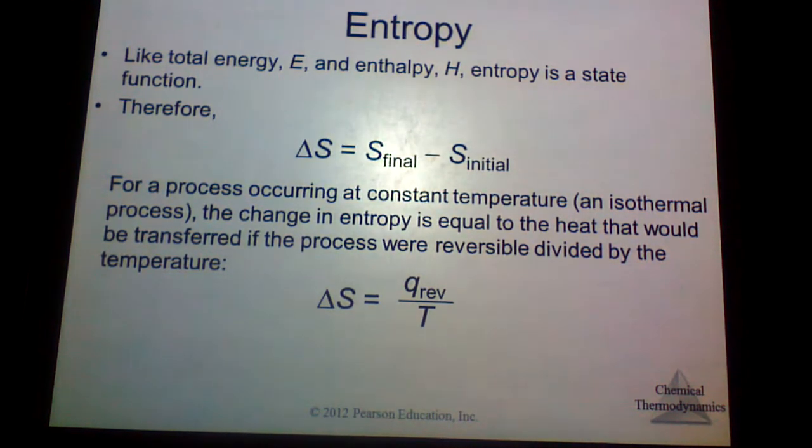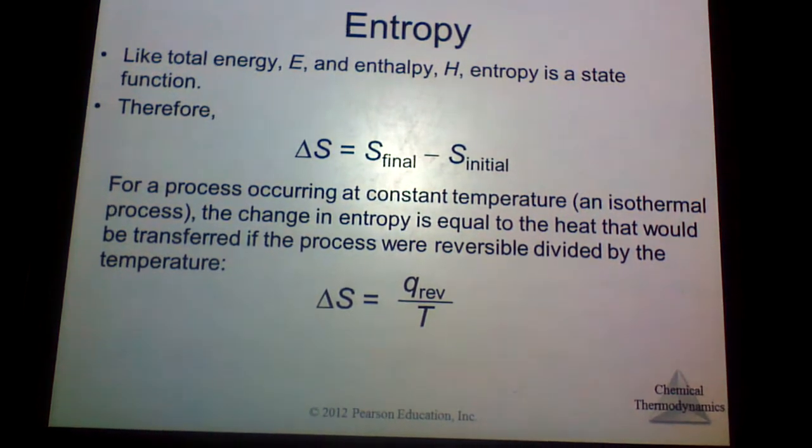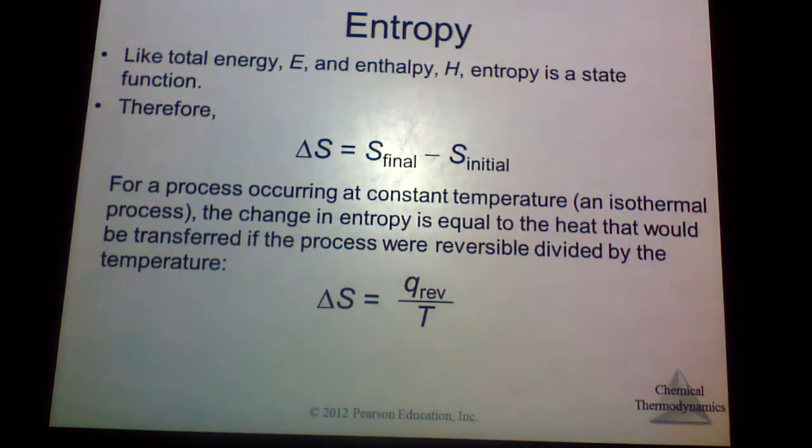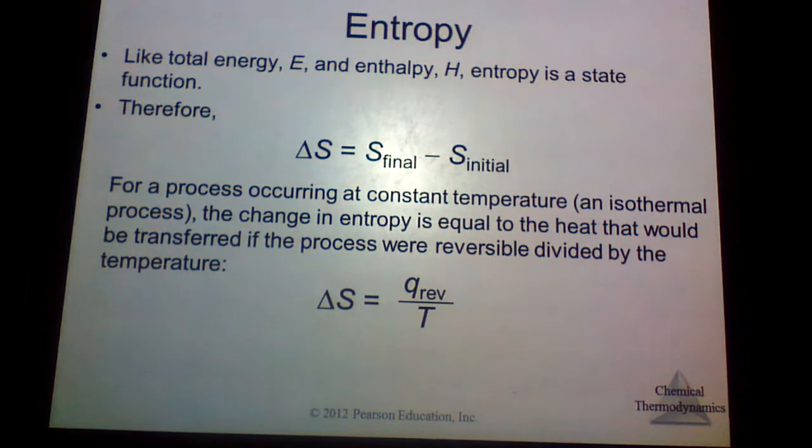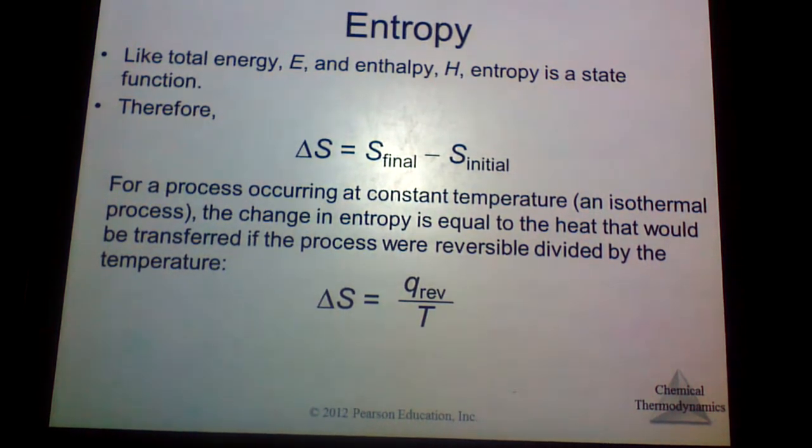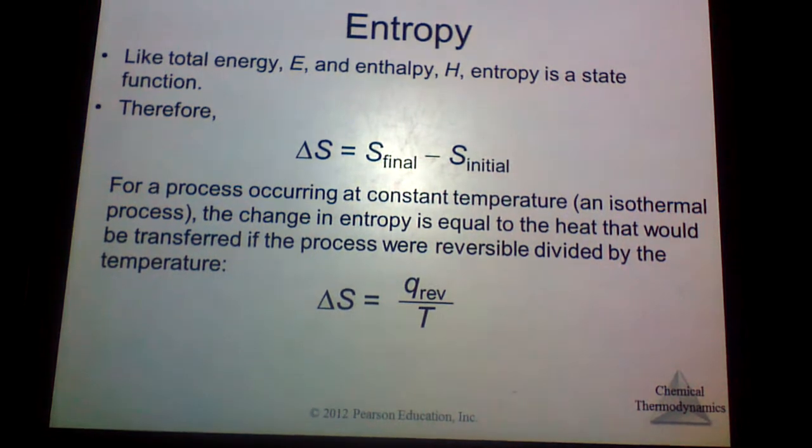So again, let's just keep going with this. Clausius says my change in entropy is going to equal the ratio of heat that I have over the temperature of a particular process. So for a process that's occurring at a constant temperature, that's the same thing as an isothermal process. The change in entropy, delta S, is going to be equal to the heat that would be transferred if the process were reversible divided by that particular temperature. And this is just one possible way that we could calculate change in entropy.